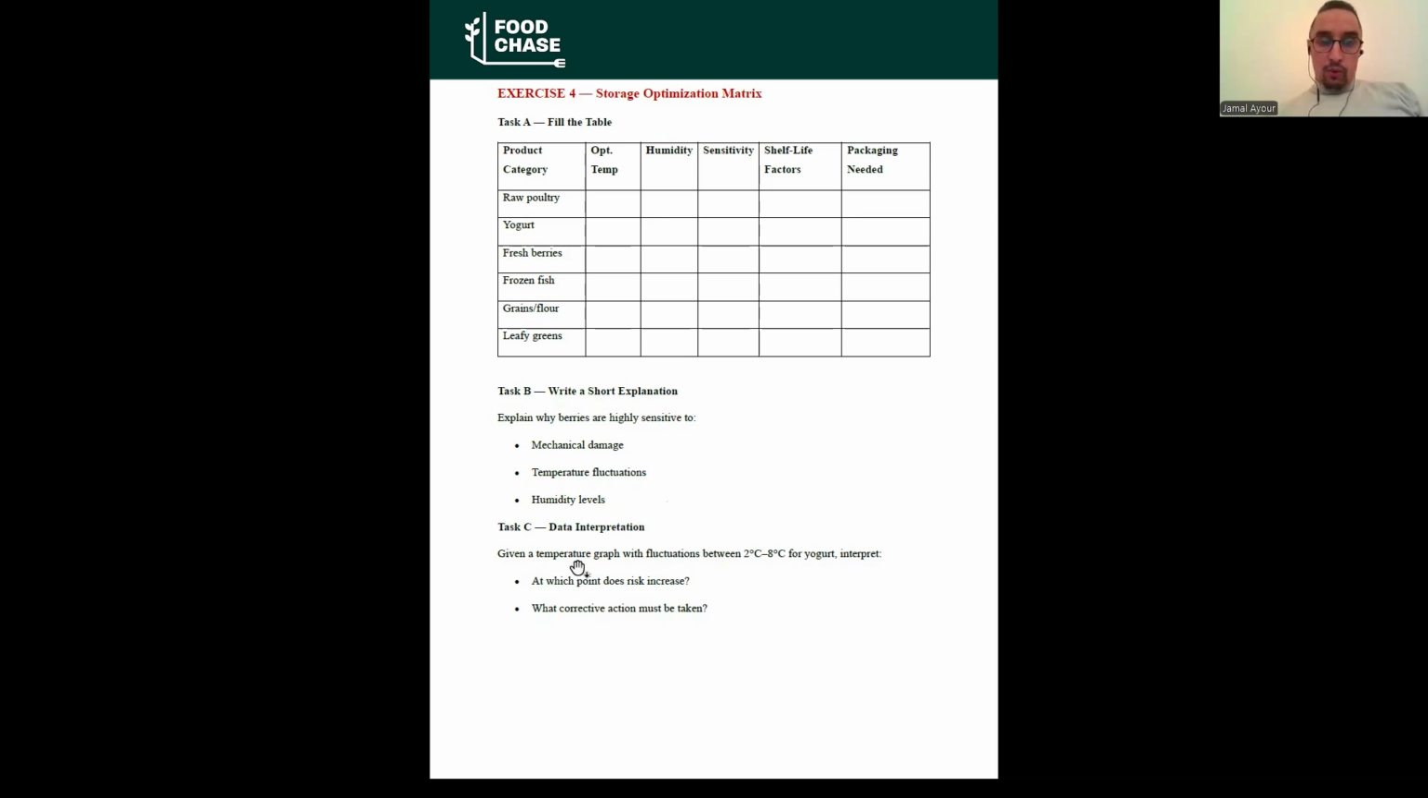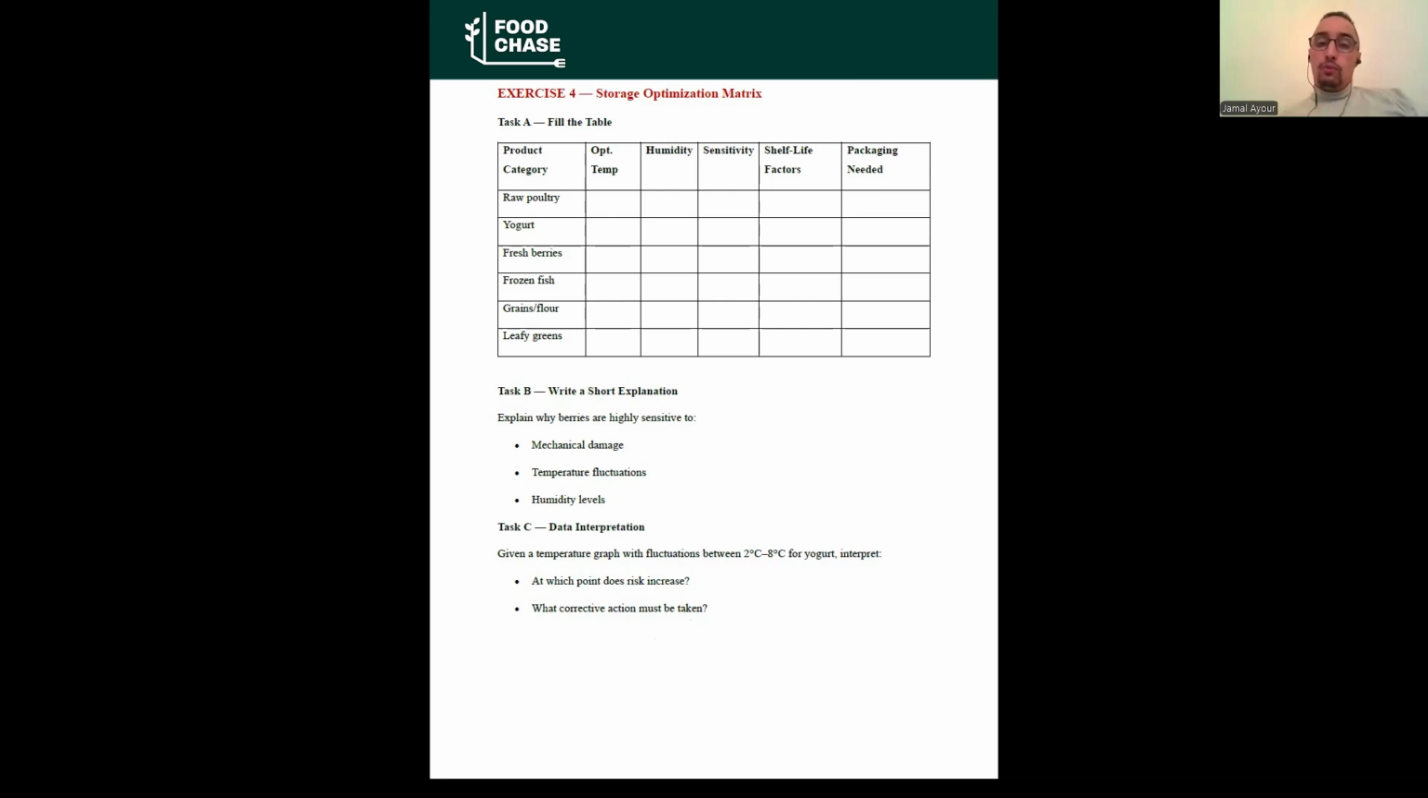For task C, the objective is to interpret the yogurt temperature graph, a given temperature graph with a fluctuation between 2 and 8 degrees for your yogurt. Interpret at which point the risk increases. We have studied this graph in our chapter, and the objective is to explain why this fluctuation between 2 and 8 degrees for your goods matters, and explain how the risk increases beyond that point.